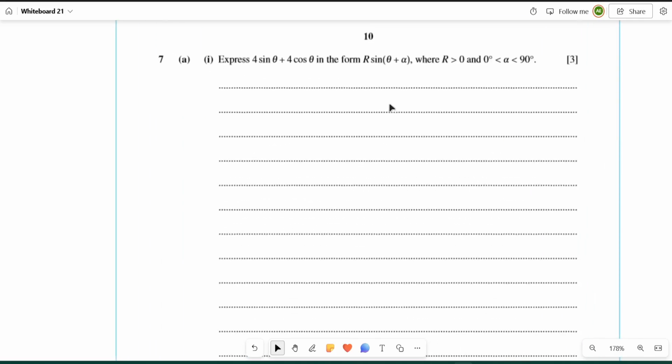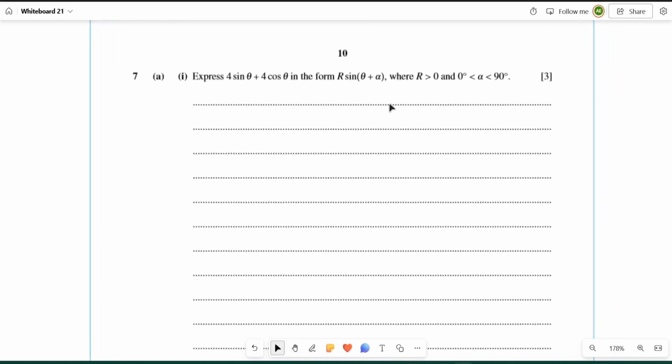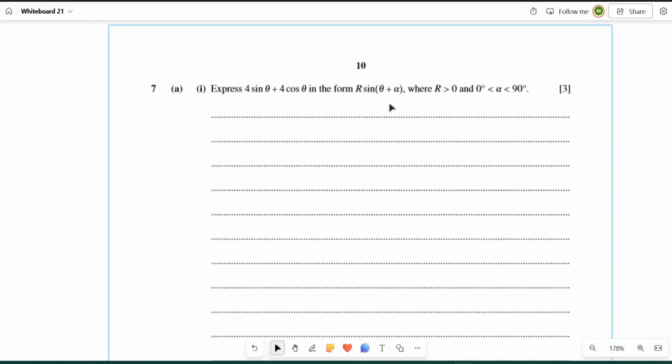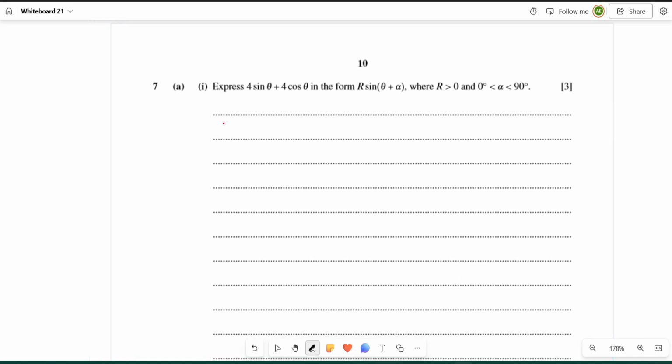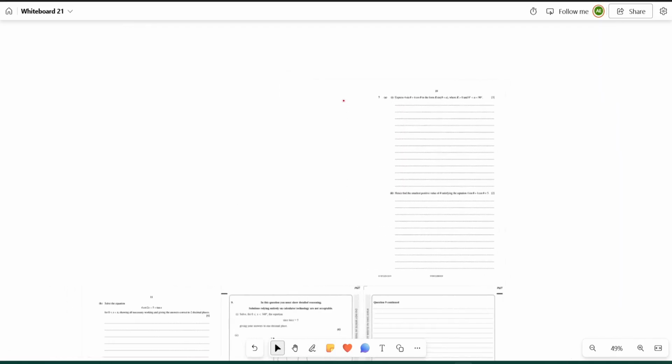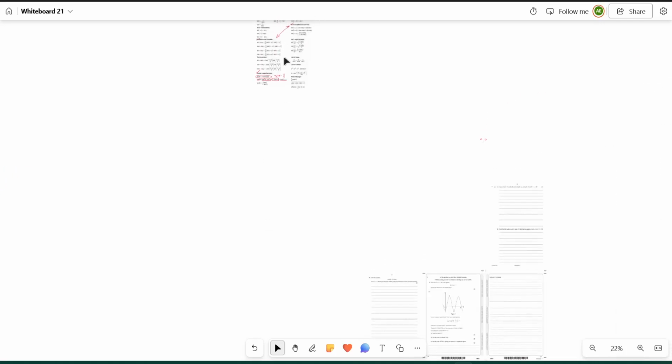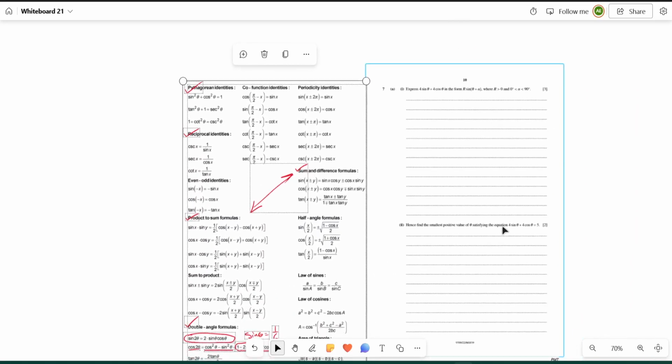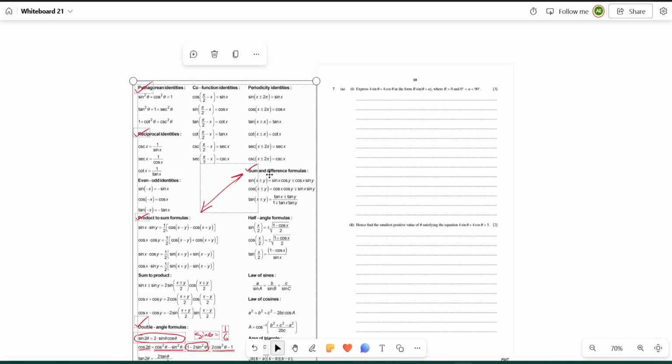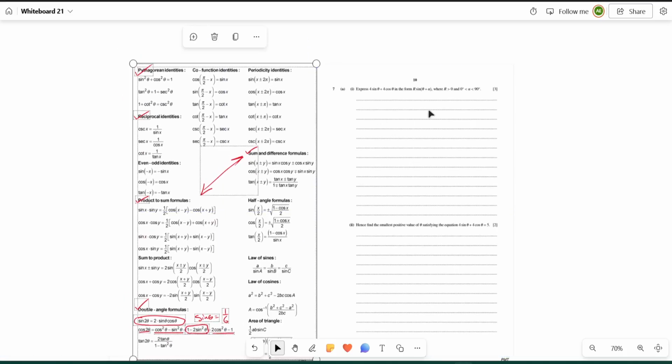This question says express. Okay, so this is also a form of identities. It says express 4 sine theta plus 4 cosine theta in the form of r sine theta plus alpha. So this part shows me that there is an addition inside the sine. So let me look at the identities. Let me actually get them a bit closer. So these are the identities. Let me put them over here. So let me look at the identities that might help me.